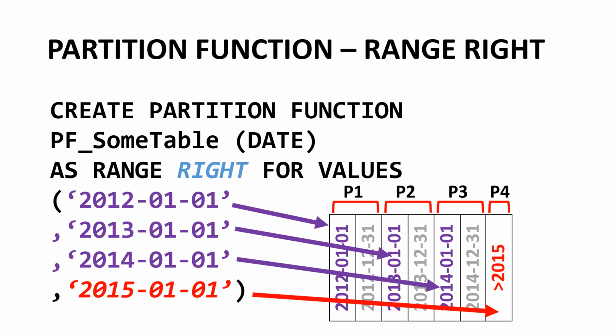So if you had a sliding window scenario where you want to drop the lowest value partition and add a new set of ranges for your next year, you're doing split and merge. We'll get into what happens with those a little later. But in the background, they may modify the partition function, but you don't modify the partition function yourself, unless you're starting from scratch all over again.